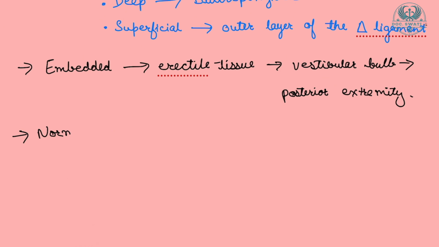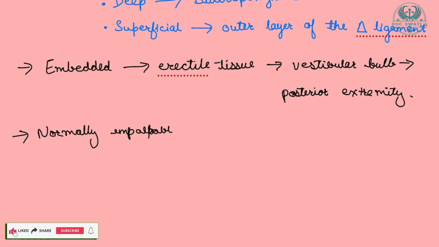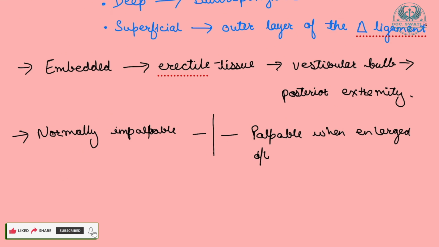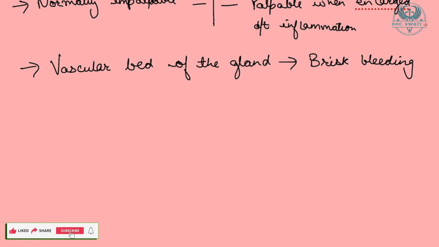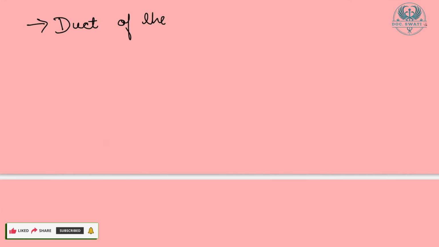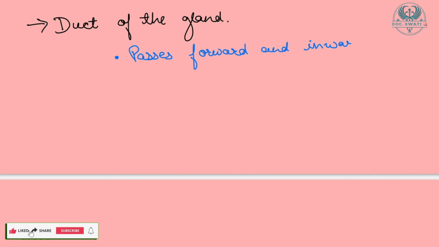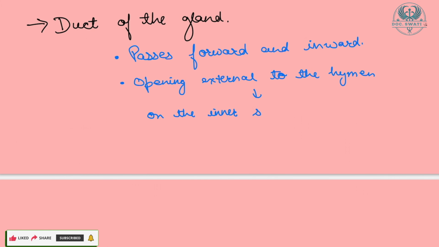Bartholin gland is normally impalpable when it is healthy, but it is palpable when enlarged due to inflammation. The vascular bed of the gland causes brisk bleeding during removal. Now let's discuss the duct of the gland. It passes forward and in inward direction. It opens externally to the hymen on the inner side of labia minora.